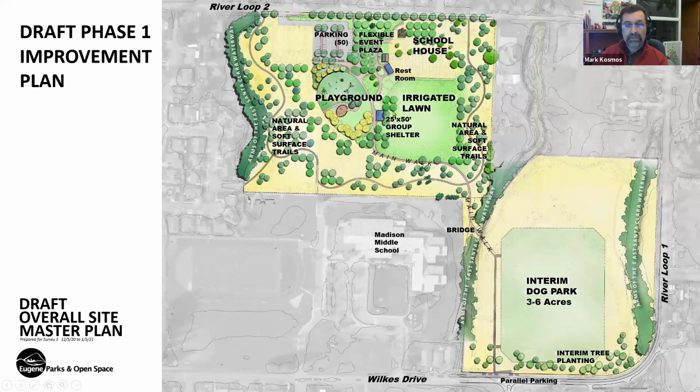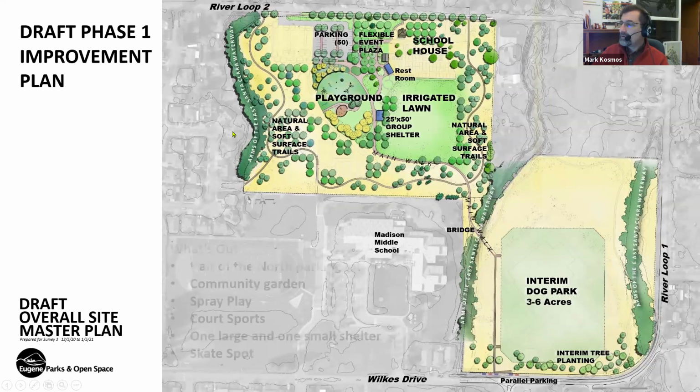Now, we are showing here just one of the 3 group shelters, the 25 by 50 group shelters. The second one would be located just north of it here. And we're including that main walk so that we can have a connection out to the dog park from our parking lot. This, of course, is where all of our ADA parking is and gives us access to the playground and site.